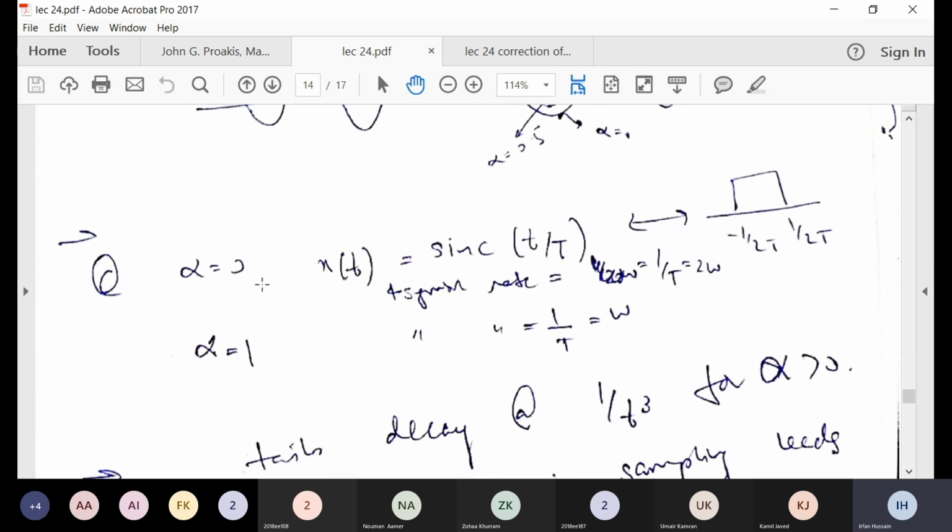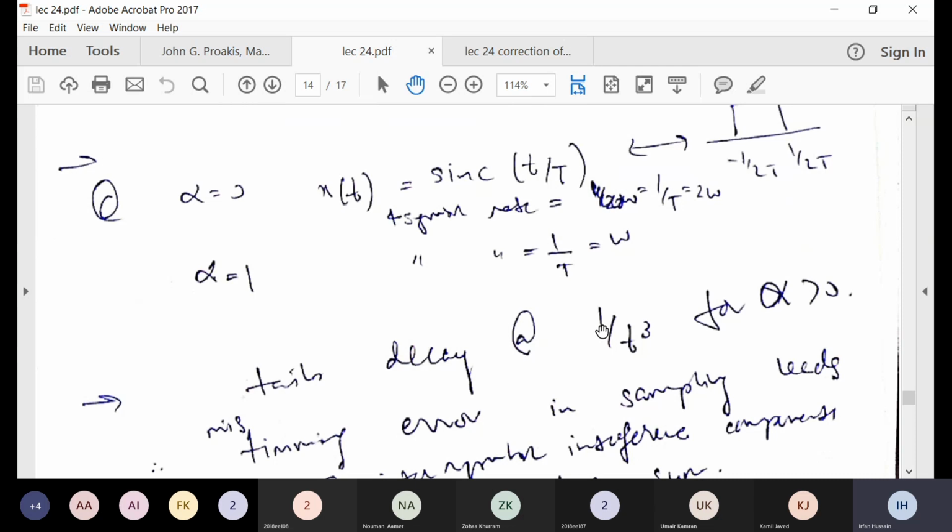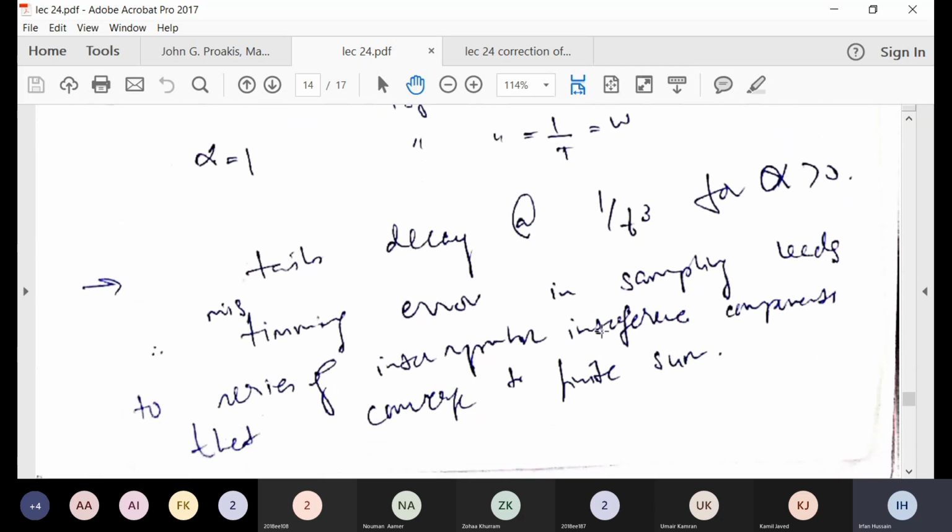So we saw that for alpha 0, we will have a sinc. The symbol rate will be 1 over t. For alpha equal to 1, we will have 1 over t, and the bandwidth will be equal to W. And even for greater values of alpha, the decay is 1 over t cube. And even if you have some delay, the sum converges and gives some finite value.